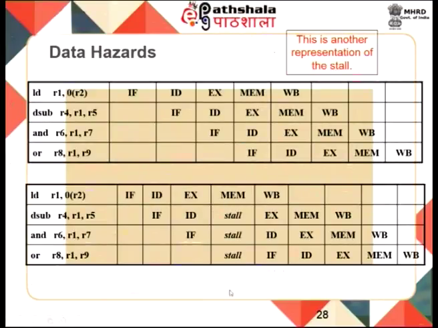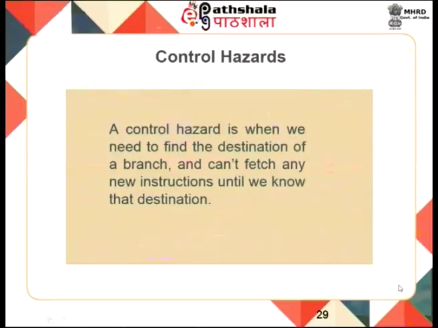This is again another representation of the same problem. What will happen if you generate a stall? One stall itself may not be enough. Though we have indicated only one stall, you will find that that stall alone is not enough. Now control hazard is when we need to find out the destination of a branch and can't fetch any new instructions until we know that destination.